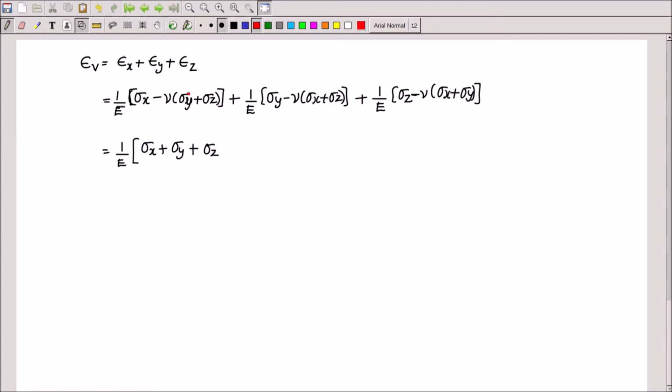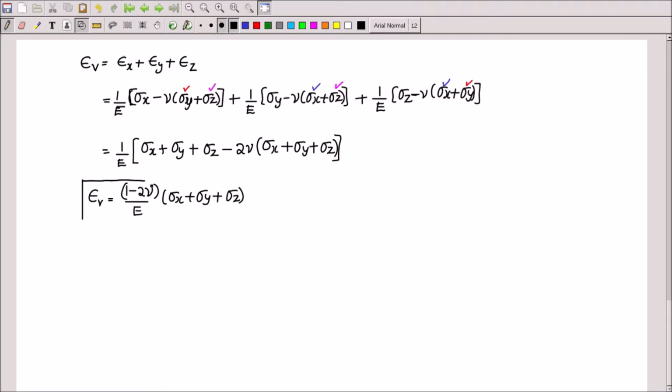And in the remaining terms you observe there is one nu sigma y here, there is one nu sigma y here, there is one nu sigma x here, there is one nu sigma x here, there is one nu sigma z here, there is one nu sigma z here. We can combine all of them as minus 2 nu into sigma x plus sigma y plus sigma z. Now if you take sigma x plus sigma y plus sigma z by E as common, you will get this expression.